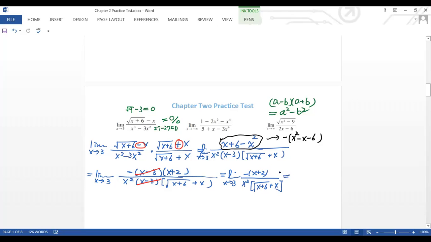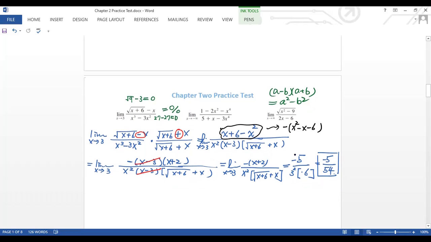Now you put the value x equal to 3 in. So what is here? 3. So it's negative 5. So this is 3 squared times the square root of 3 plus 6, which is 9. So the square root of 9 is 3. 3 plus 3 is what? Is 6, right? So the final answer is negative 5 over 54, right? 9 times 6 is 54 here. Okay, so don't forget, you can always find the conjugate.